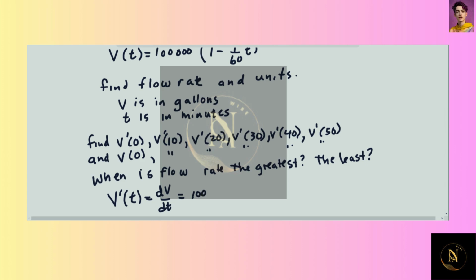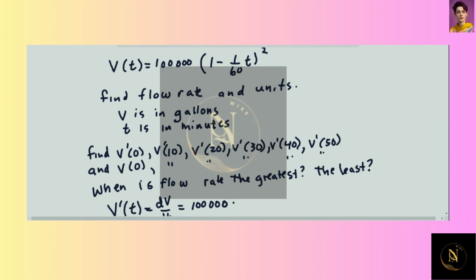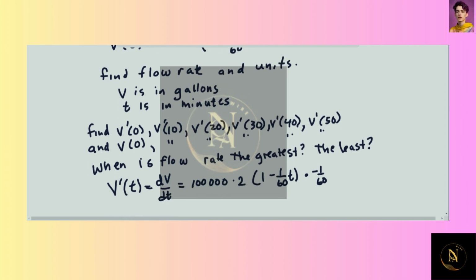So the 100,000 is a constant. And then this next part is squared, so its derivative is 2 times the stuff to the 1 power times the derivative of the stuff, which would be minus 1 over 60. Okay, so that gives us minus 200,000 over 60 times 1 minus 1 over 60t.